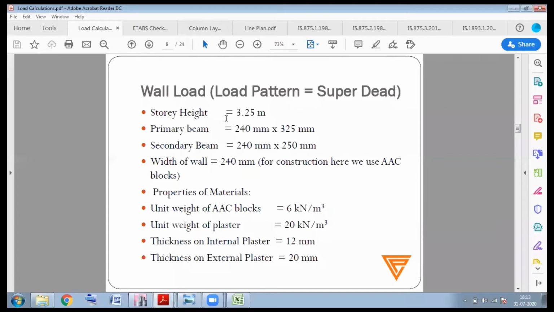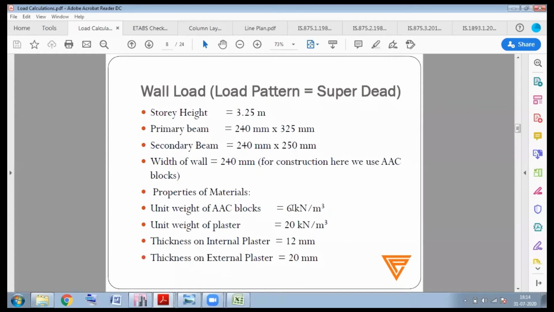So here our story height is 3.25 meter. We already know the beam sizes, the primary beam and the secondary beam, and the width of the wall. Here I'm going with the AAC block, aerated autoclaved concrete blocks. The thickness of the block is 240 mm. If you are using normal ordinary brick, you just go with 230 mm. I'm using AAC block because its unit weight is very low. The unit weight of the AAC block is 6 kilonewton per meter cube.